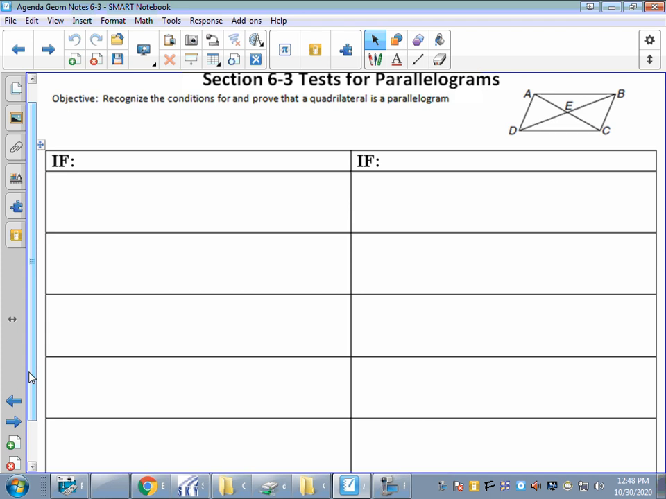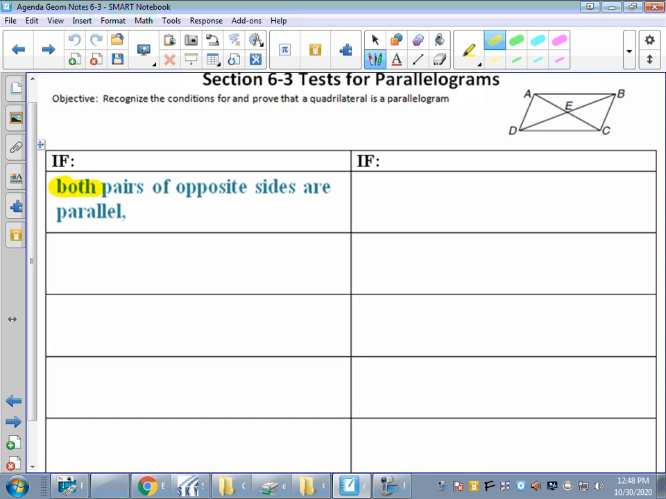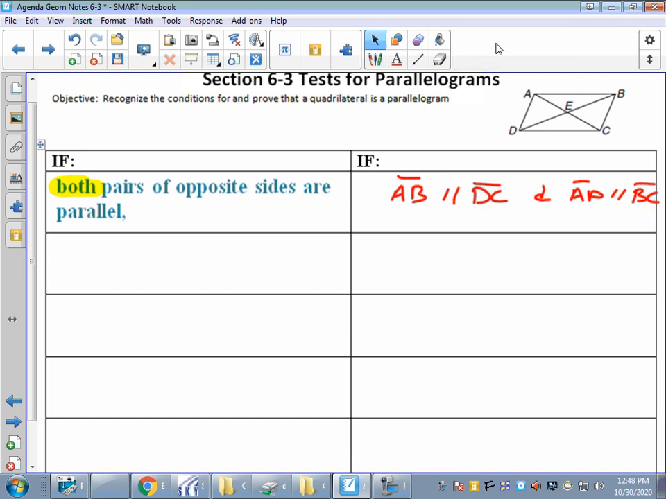So the first one, we've got this table with a bunch of stuff. It's going to be similar to what we did yesterday. Both pairs of opposite sides are parallel. It says both, so recognize that both pairs of opposite sides are parallel. In our diagram up here with parallelogram ABCD, we would have to have both AB parallel to DC and AD parallel to BC. Again, I'm going to make sure we understand it's and. You have to have both pairs of opposite sides parallel.